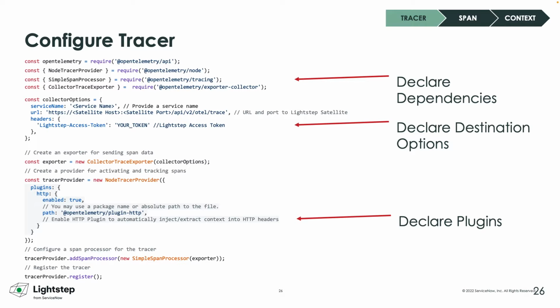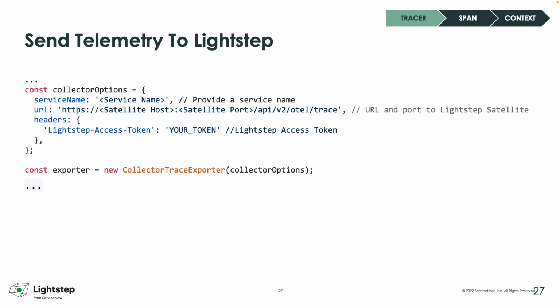Third, you can declare the plugins that you will use. It could be auto-instrumentation or it could be any plugin linked to the technologies and protocols that you use in your code. Let's zoom in on the destination of your telemetry data. As you can see here, we show you an example of how to send your data directly to Lightstep by providing a URL to your satellite and providing in your header the token that you want to use to connect to the platform.